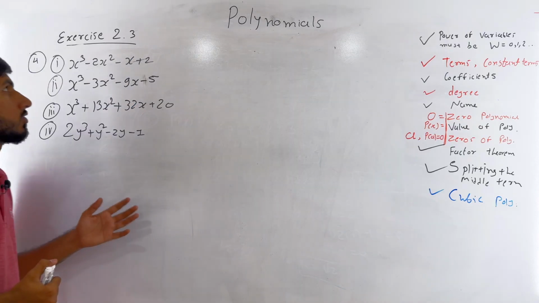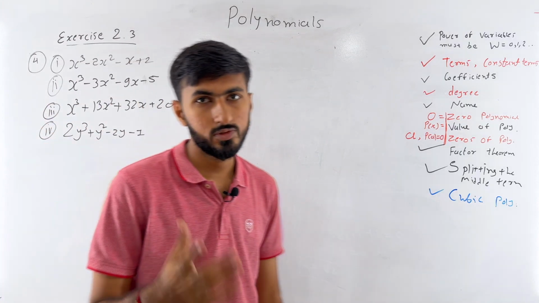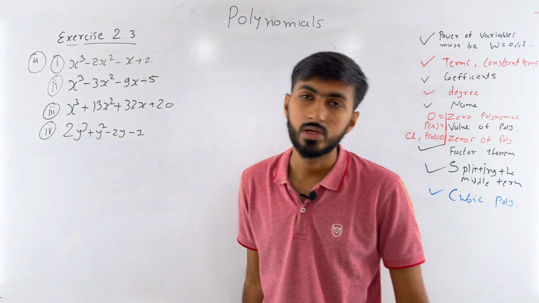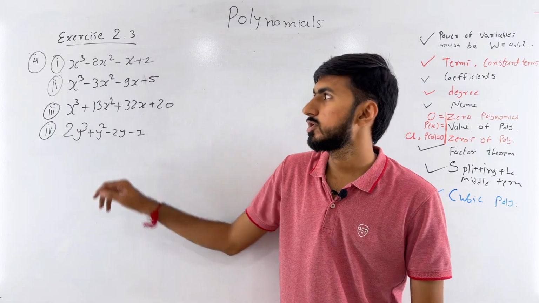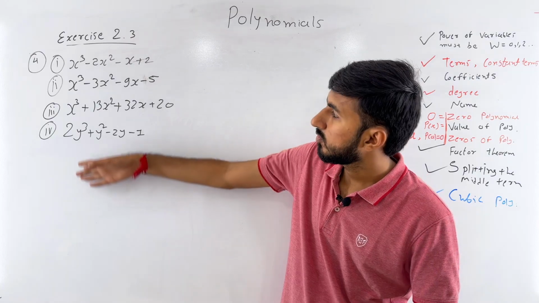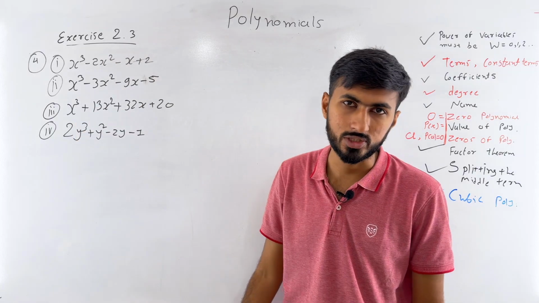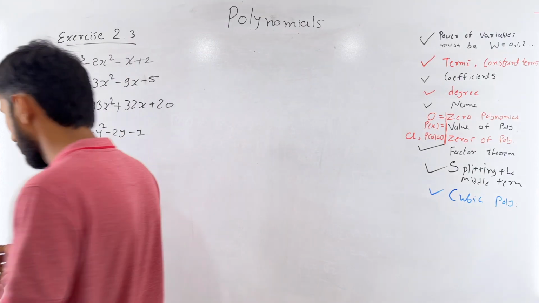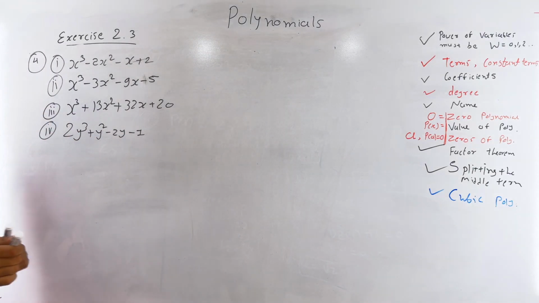Very easy. So here is our question number 4, the last question of exercise 2.3. We have to factorize these polynomials. Now here you can see we have all cubic polynomials, right? So we have learned the method to solve a cubic polynomial in example number 10, I think, right?